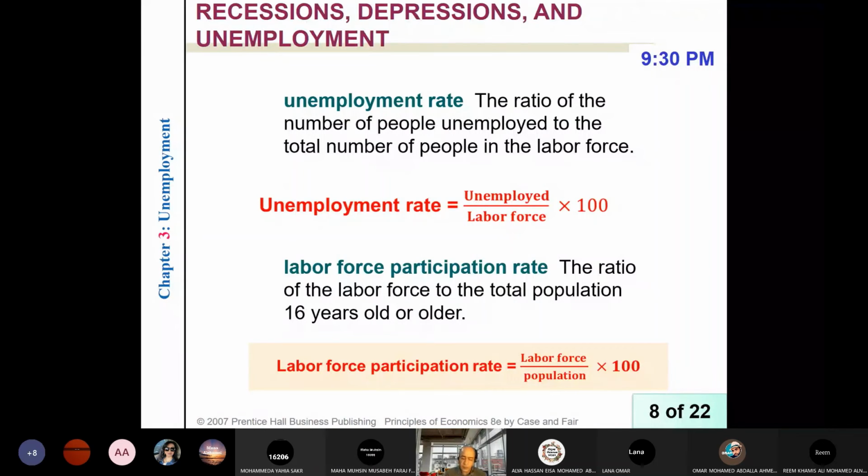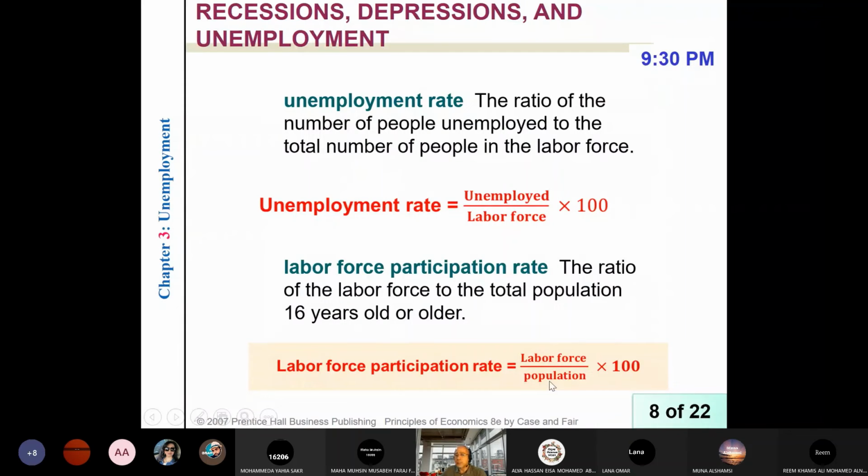Let's go to Muna. Muna, Assalamu alaikum. Labor force participation rate. Okay. The ratio of the labor force to the total population 16 years old or older. Okay. So what is labor force participation rate? Labor force divided by population times 100.